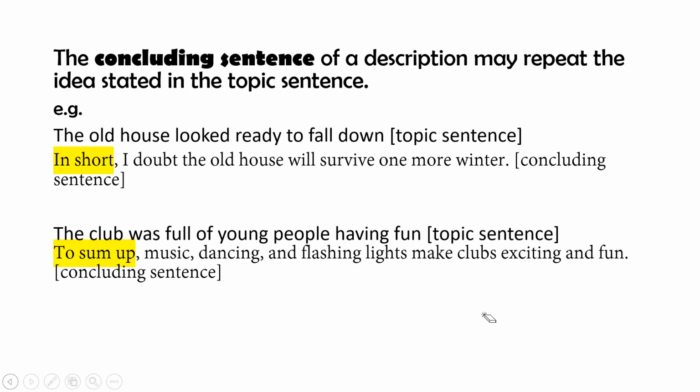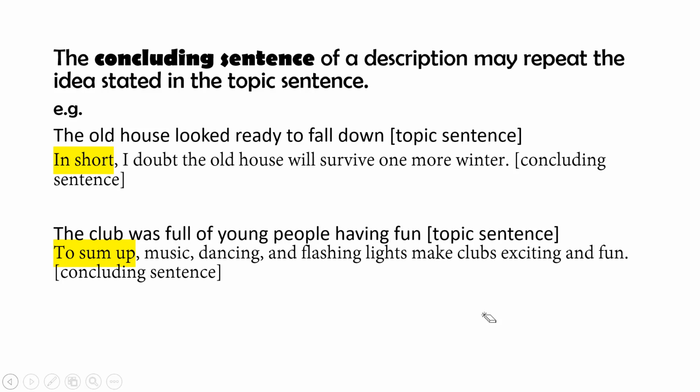Then we come to the concluding sentence. Have a look at the example. "The old house looked ready to fall down" is a topic sentence. When it is changed into a concluding sentence, it becomes, "In short, I doubt the old house will survive one more winter." That is a concluding sentence. So in this case, the writer restates the topic sentence by using different words in the concluding sentence.